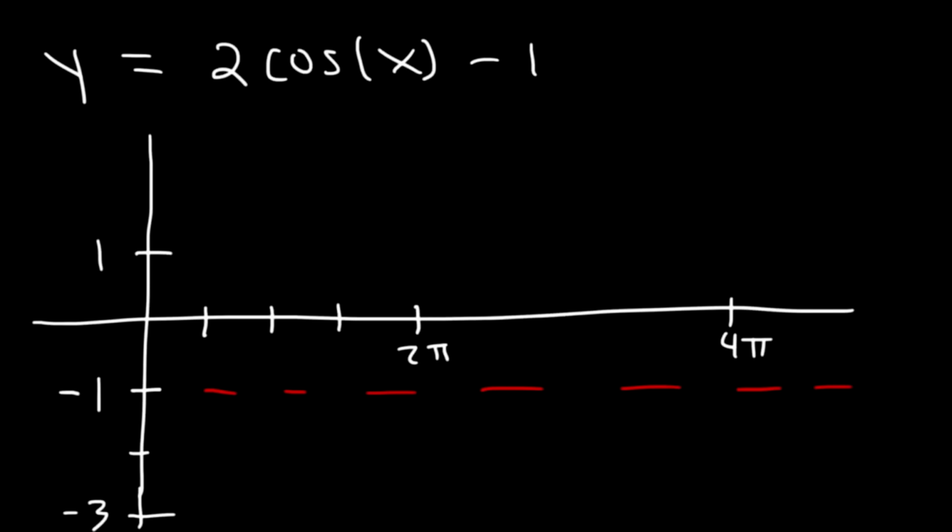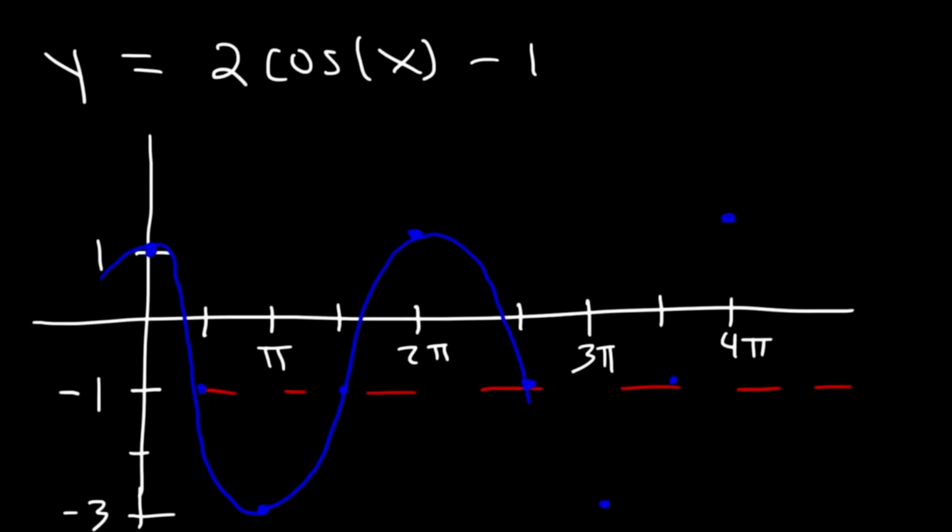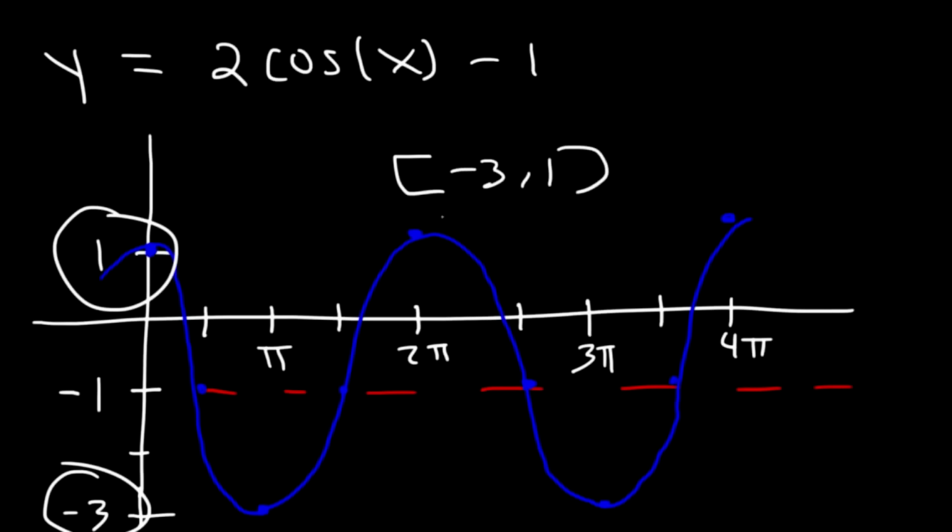Now cosine will start at the top, and then it's going to go to the middle, back to the bottom, and vice versa. Now we need to plot one more cycle. So this is pi, and this is 3 pi. So it's going to go back to the middle, and then to the bottom, back to the middle, and to the top. So that's how we can graph two cosine periods. Now what is the range for this graph? Notice the lowest y value is at -3, but the highest is at 1. So the range is from -3 to 1.